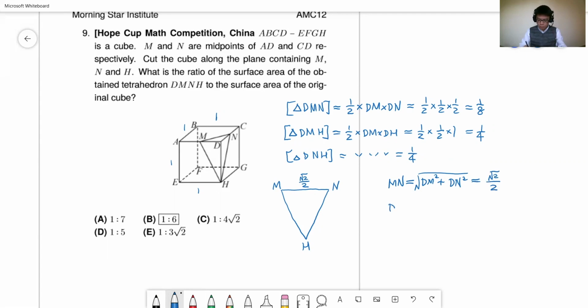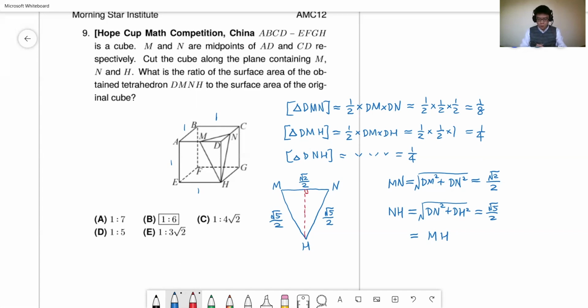And DN is 1/2, DH is 1. So we can solve NH. NH equals the square root of DN squared plus DH squared. This equals 1/2 √5. And this is equivalent to MH. Okay, so √5/2, √5/2. And then let's find the height here.